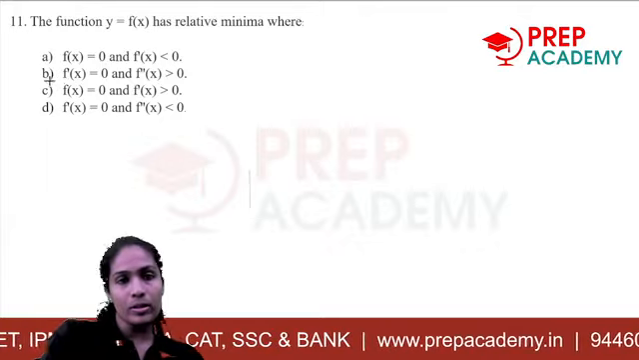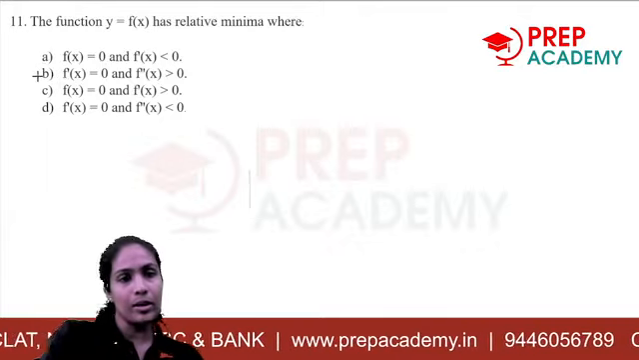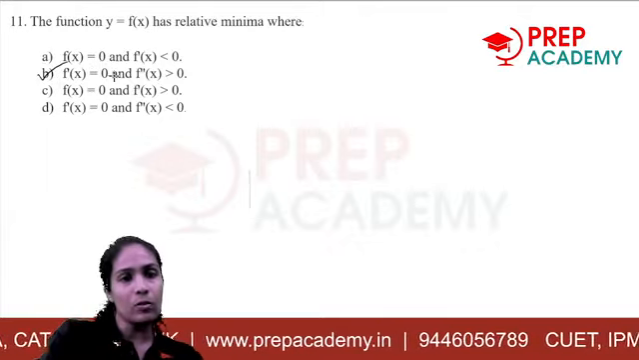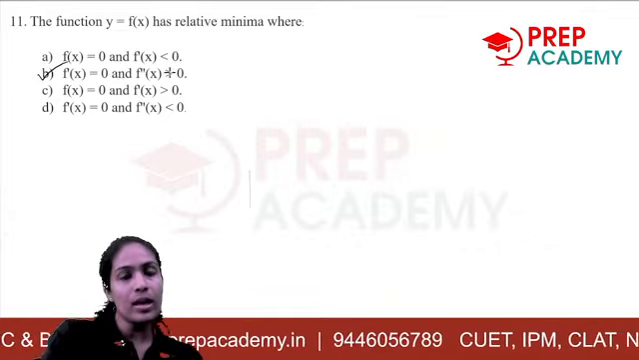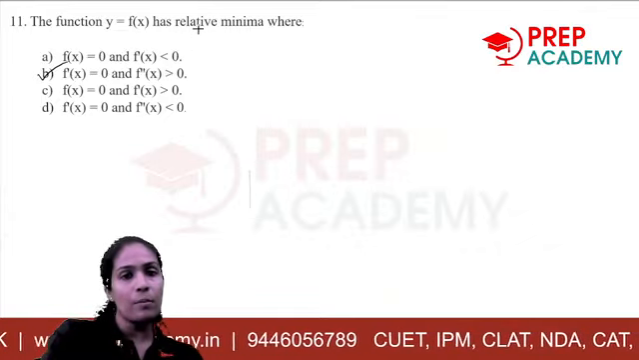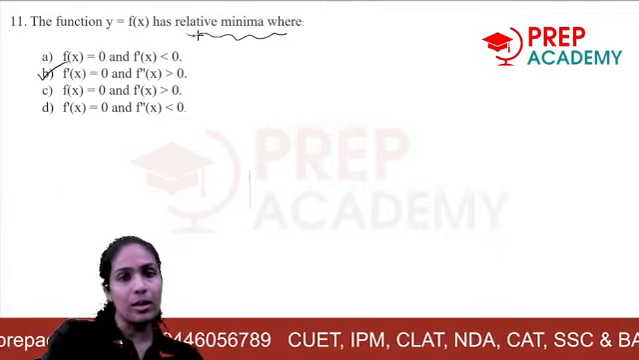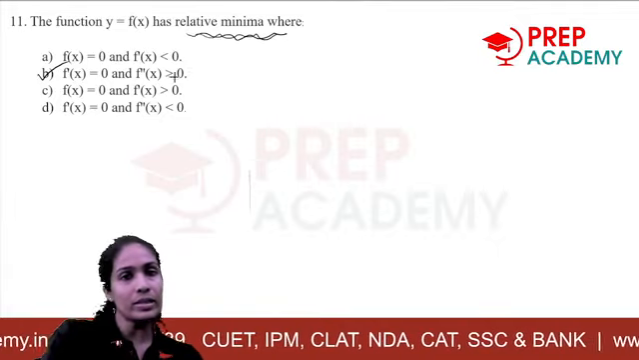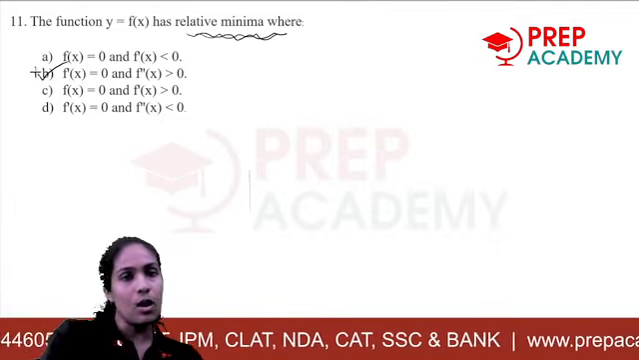Here the correct option is option B, f dash of x equal to 0 and f double dash of x is greater than 0. Because you are asked to find the relative minima. Minima occurs when the second derivative is greater than 0. So the correct option is option B.